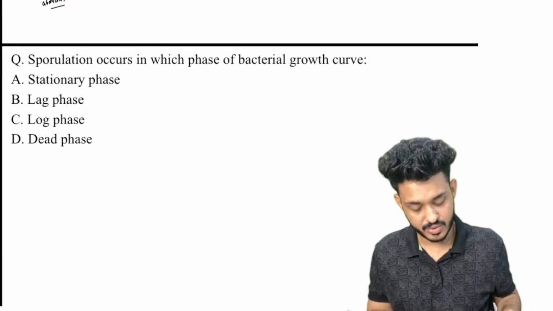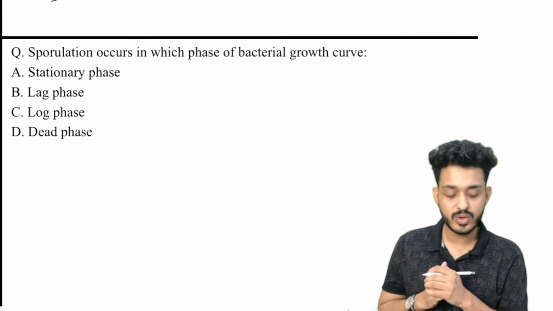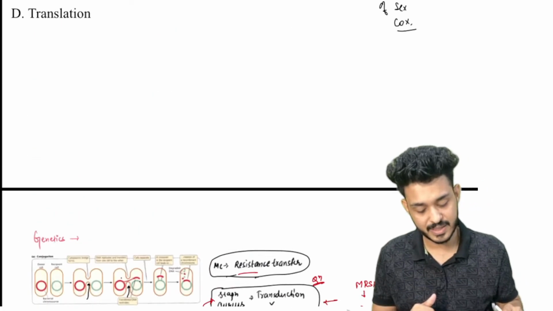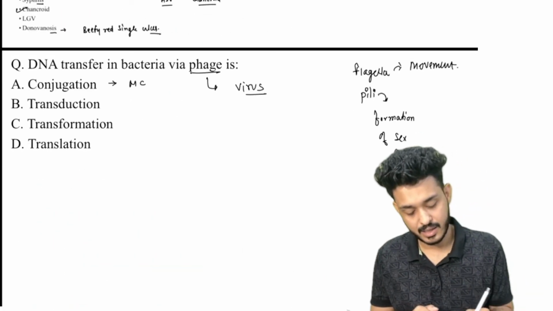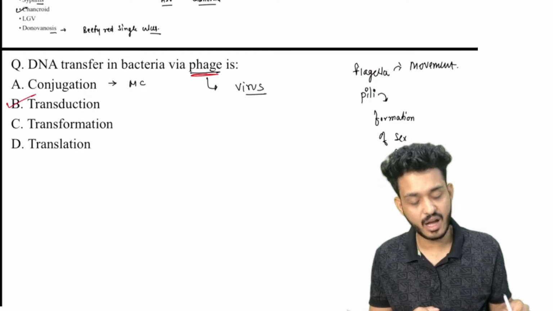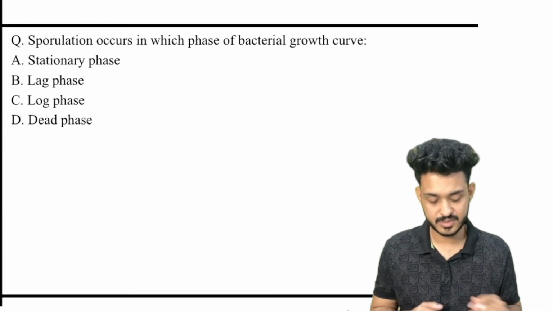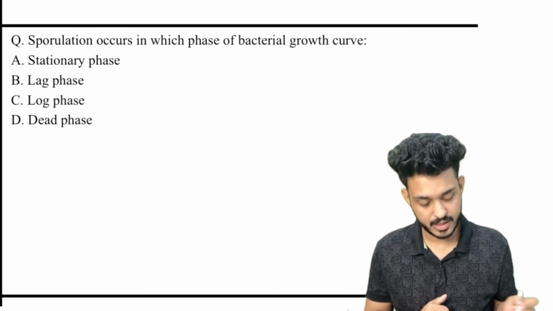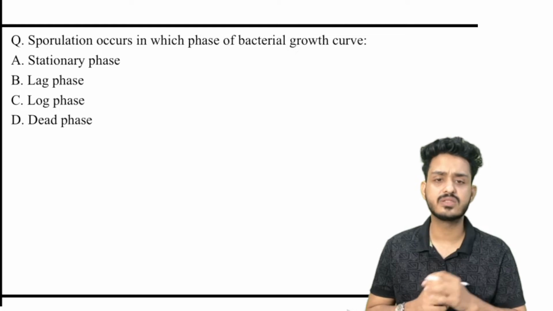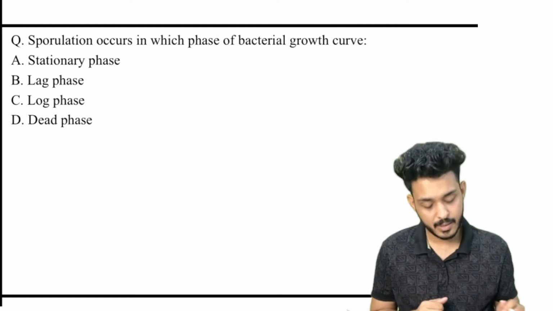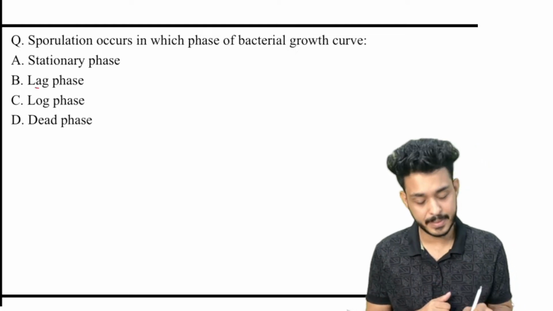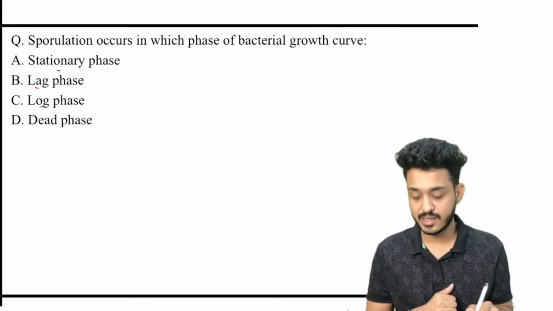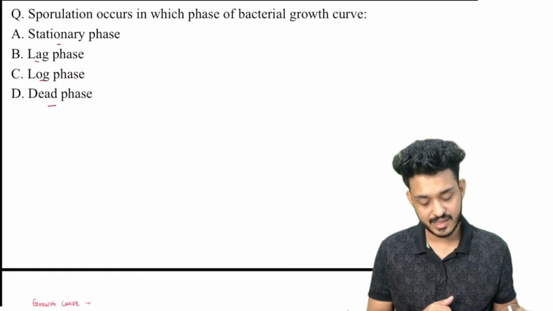Now try to solve this particular question. Sporulation occurs in which phase of the bacterial growth curve? What are the different phases? What is the life story of a bacteria? Bacteria will have a lag phase, a log phase, a stationary phase, and then the bacteria will die.